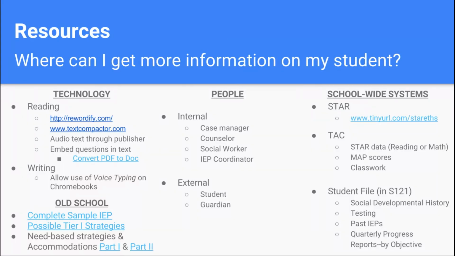There are a number of resources you can access in order to obtain more information about a student who receives special education services. The most comprehensive information can be found in a student's file in South 121. Anyone who provides services to a student with an IEP may have access to the student's file. The file may contain a student's social developmental history, previous test scores, past IEPs, and potential information from previous schools. Reading a student's file in South 121 will help you create a more holistic picture of the student and increased understanding of the student as a person and as a learner.